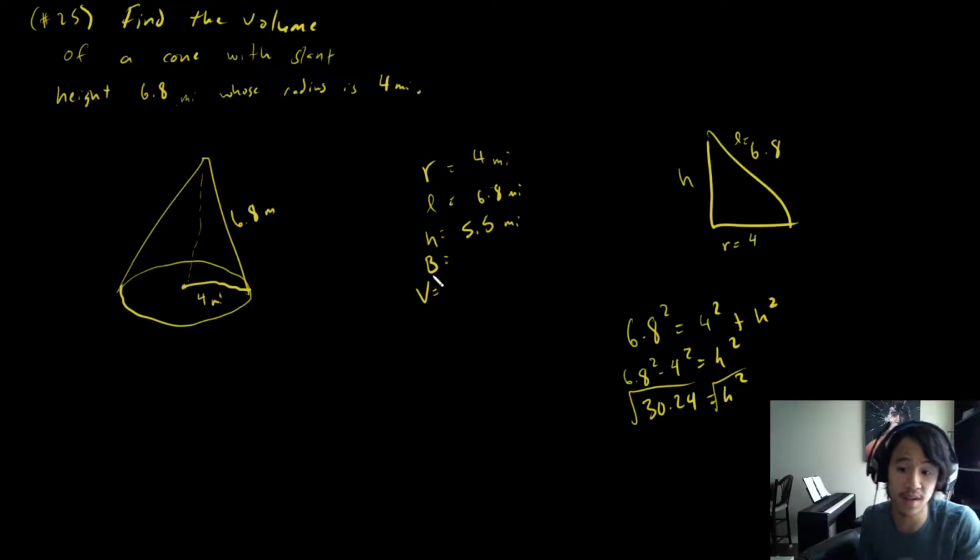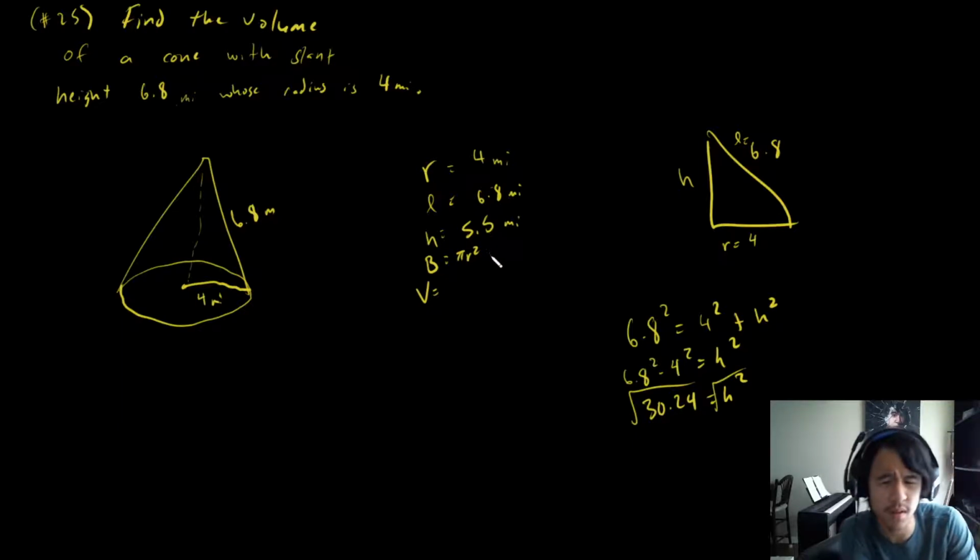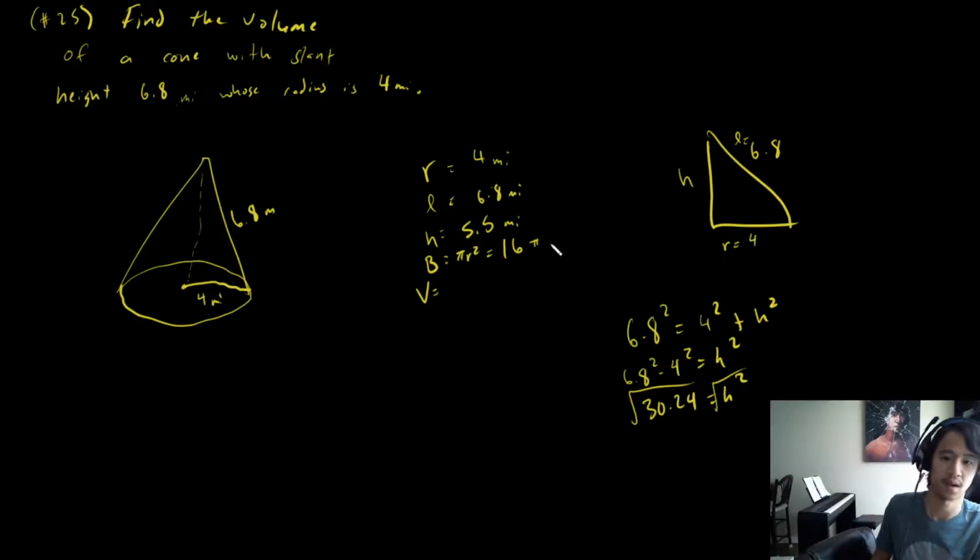All right, so the area of our base, this is just pi r squared. Our base is a circle. So this is going to be 16 pi. This is going to be miles squared. You can also evaluate this. I'm going to choose to go ahead and leave it like this for now.